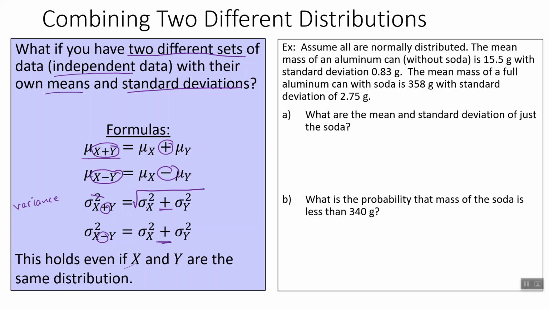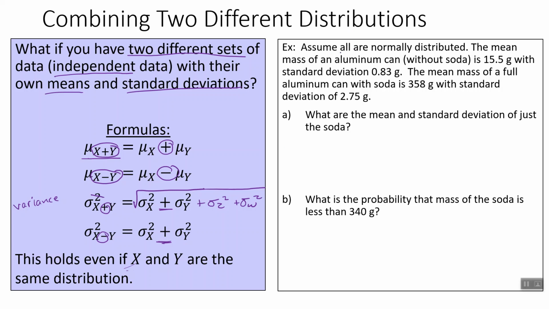And it doesn't even have to be just two distributions. We could have like another one. We could have standard deviation of z squared plus the standard deviation of w squared. Like we could have as many distributions as we want, and we want to combine them. We just add all the squares of those standard deviations and take the square root in the end. And x and y don't even have to be different distributions. They could be the same distribution. They could both be x. We could just be doubling it, x plus x. And that would work too.